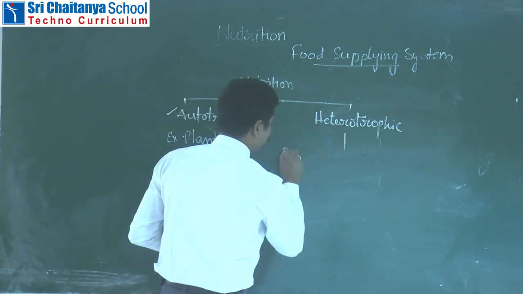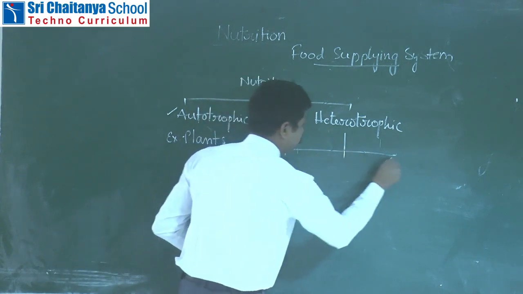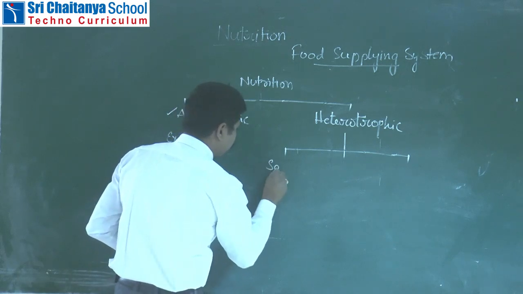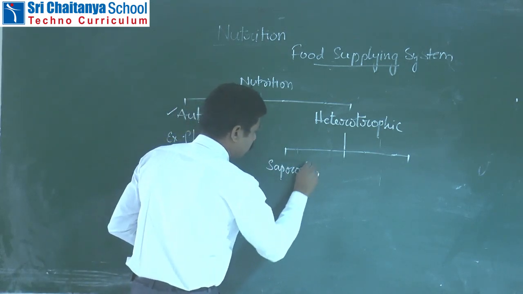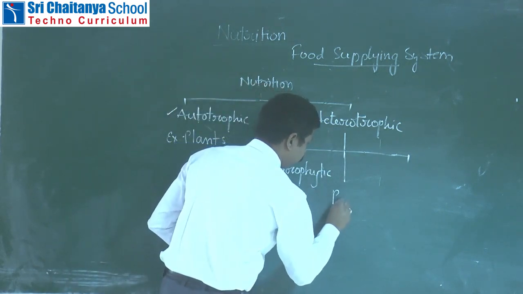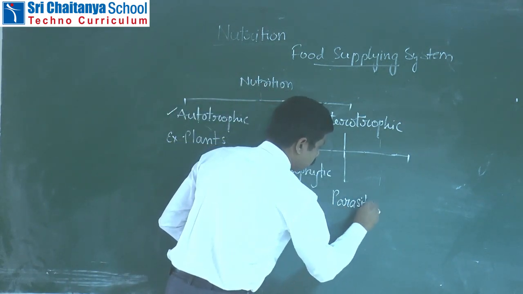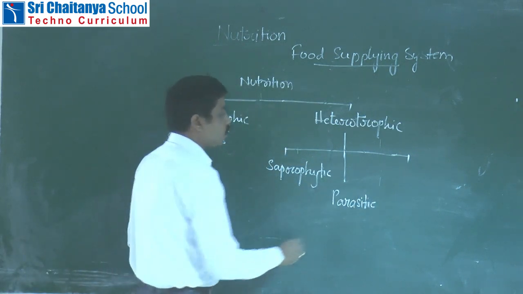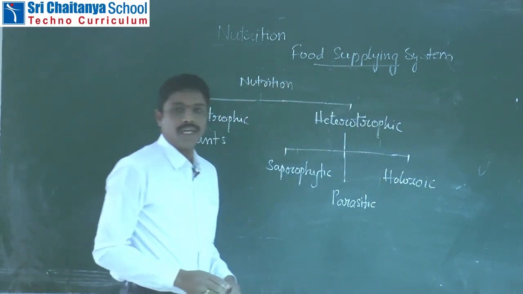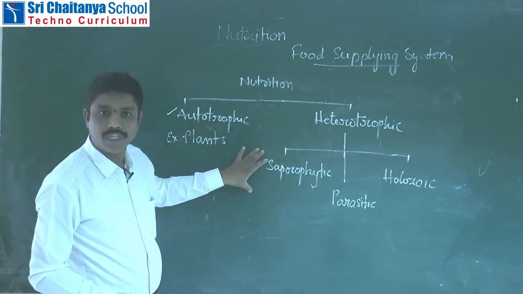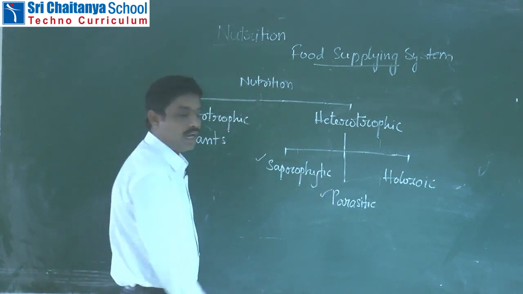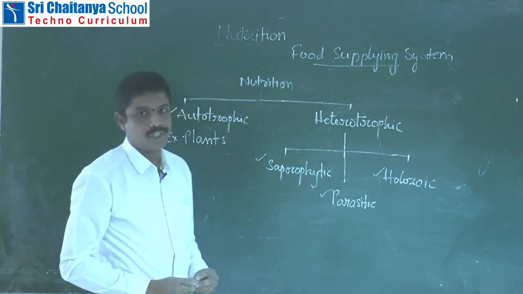Again, heterotrophic nutrition is of three types. One is saprophytic nutrition, another one is parasitic nutrition, and the third one is holozoic nutrition.